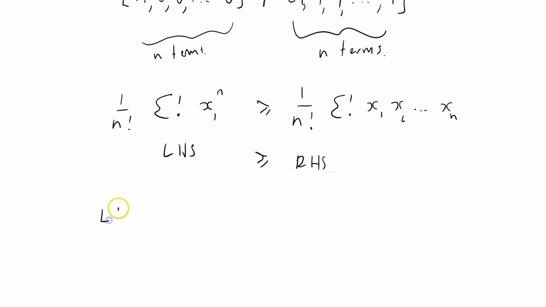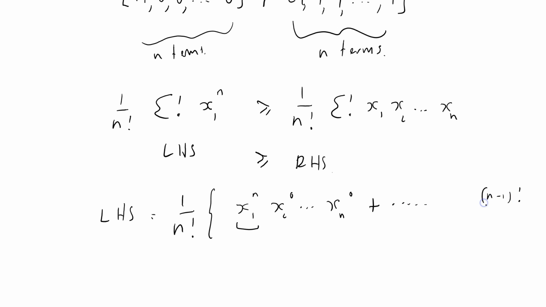Let's just have a look at the left hand side. 1 over n factorial. This is why I like the 1 over n factorial notation. Sometimes you'll see Muirhead's theorem without the 1 over n factorial, but I like it because it reminds you that there must be n factorial terms. So let's just write it all out. Well, it's x1 to the power n, x2 to the 0, all the way through to xn to the power 0, plus lots of other terms, all of which start with x1. And of course there's going to be n minus 1 factorial terms there because we've got n minus 1 factorial here.